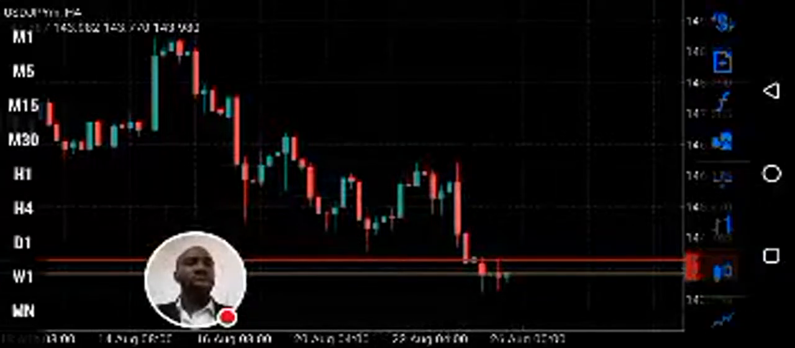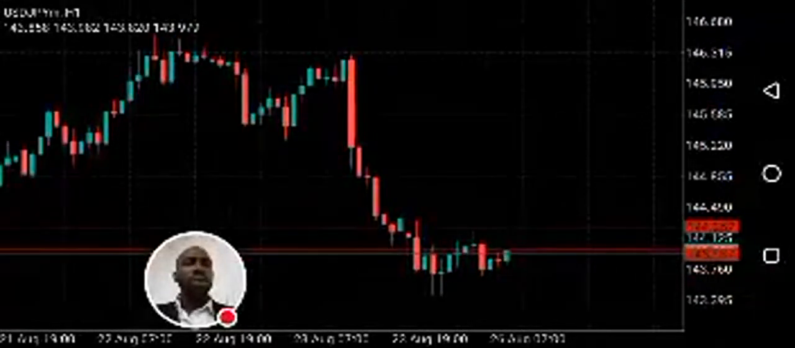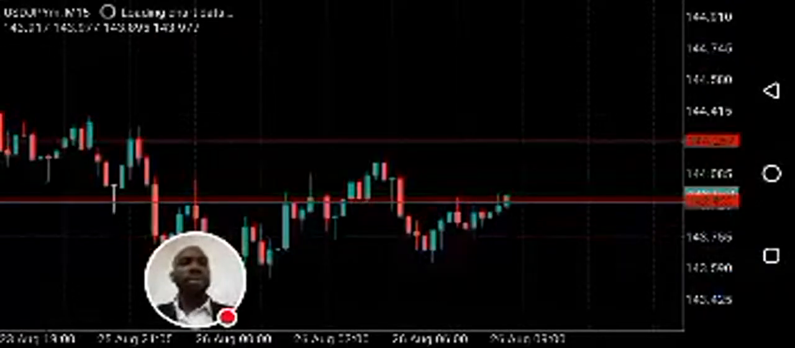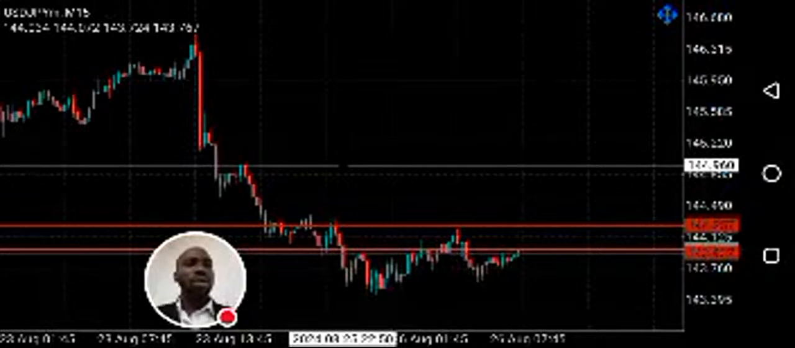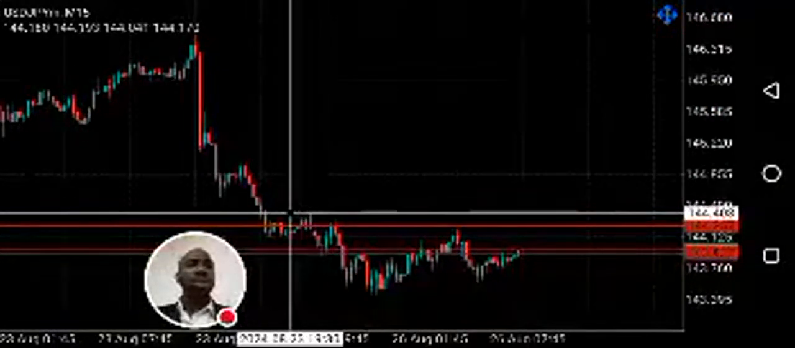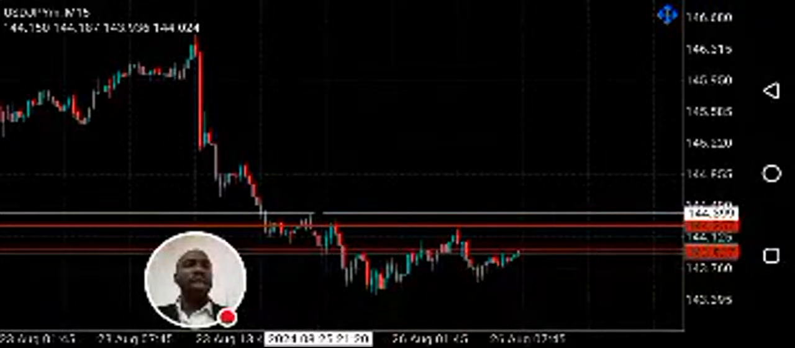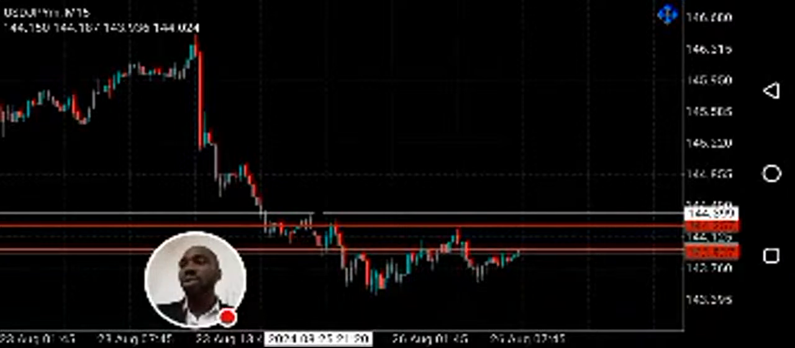But before you execute a trade, wait for shift in market structure on 1 hour, 15 minutes. So on 15 minutes, the shift in market structure should occur at this point. So you want to see price break this high before you start going bullish on USDJPY. I hope that is clear. So my bias for USDJPY this week is bullish.